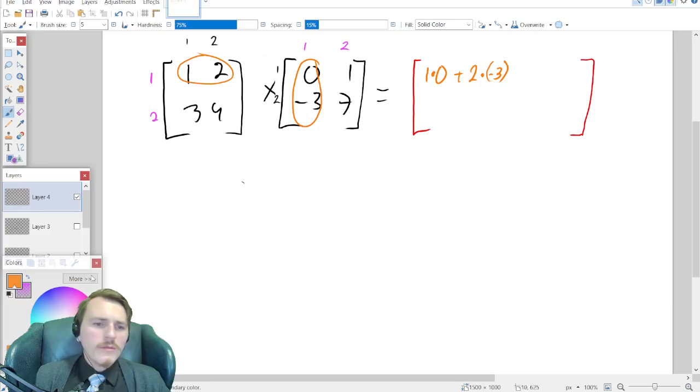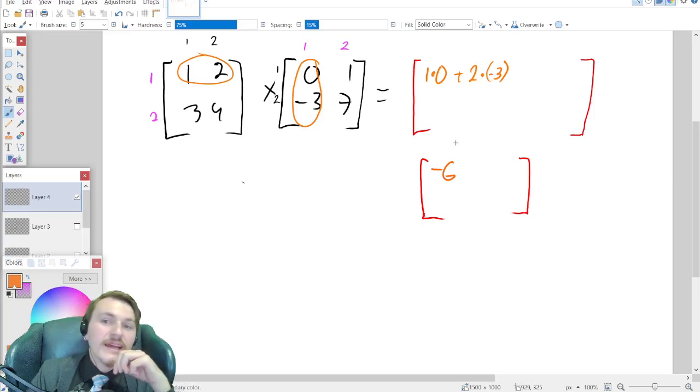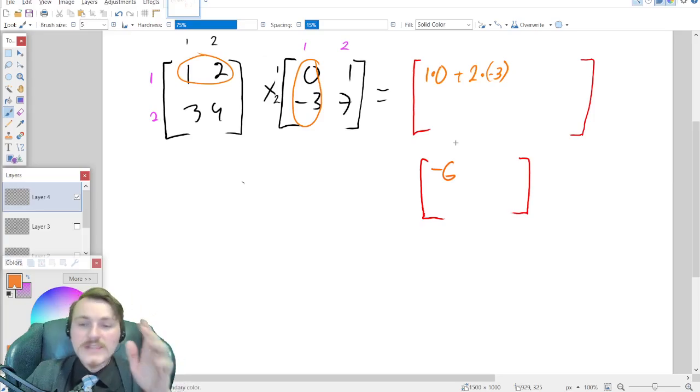All right, and sure, I'll put the shorthand one right down here. We'll just solve it right away. Bit easier for us this way. So that's 0 plus negative 6 is negative 6. The first index, 1,1, of the new matrix is negative 6.